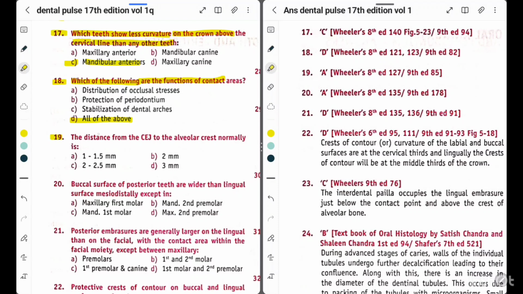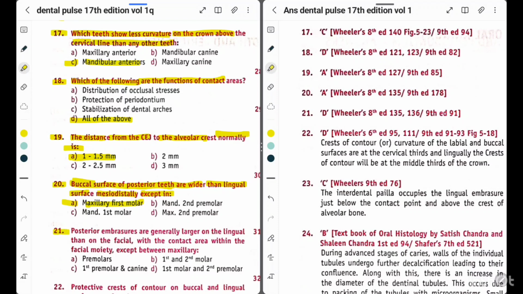Question 19. The distance from the CEJ to the alveolar crest normally is. So options are A, 1 to 1.5 millimeter. Option B, 2 millimeter. Option C, 2 to 2.5 millimeter. Option D, 3 millimeter. So its answer is option A, 1 to 1.5 millimeter. Question 20. The buccal surface of the posterior teeth is wider than the lingual surface mesiodistally except in. So the answer is option A, maxillary first molar.